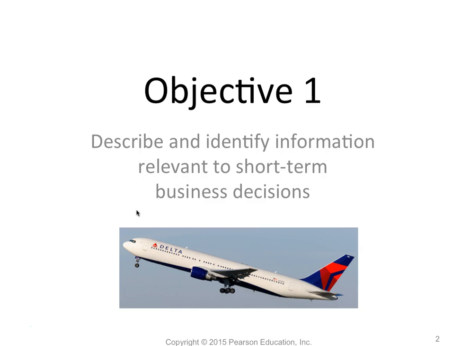First objective: describe and identify information relevant to short-term business decisions. Business decisions may be long-term and short-term. There is a list of decisions we may take a look at. Short-term decisions will have a short-term effect: when you make some decisions, they will affect the business in a pretty short term, pretty immediate. So let's take a look.